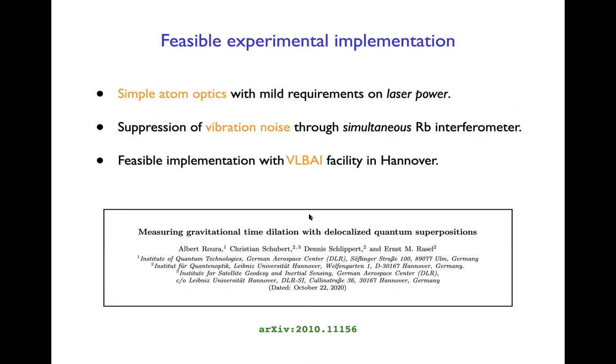Now, in this case, it involves a much simpler atom optics with very mild requirements on laser power. And the key thing, of course, is that in this scheme, you need some way of suppressing this vibration noise. The idea is that you do that by using simultaneously an interferometer with rubidium atoms as an inertial reference. But this ability of operating simultaneously ytterbium and rubidium was something that was already, early on and for other reasons, in the design of this facility in Hanover.